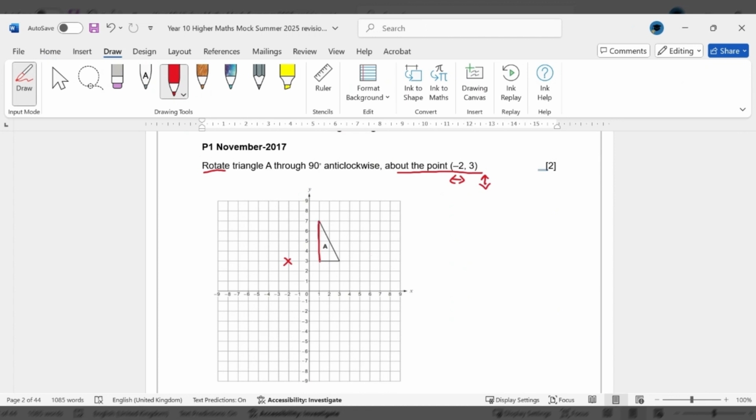You're going to put the tracing paper over this, trace the shape, but also trace that point onto the tracing paper. Put your pen on the point and then turn your tracing paper, in this case, 90 degrees. So you're going to turn it 90 degrees anti-clockwise. That would move this up to here. And then hopefully you'll be able to trace through the paper and see, all right, that's its new position. Right, that's rotation.